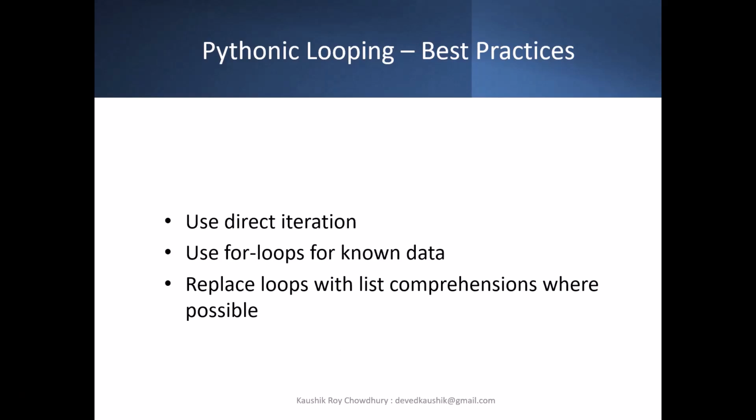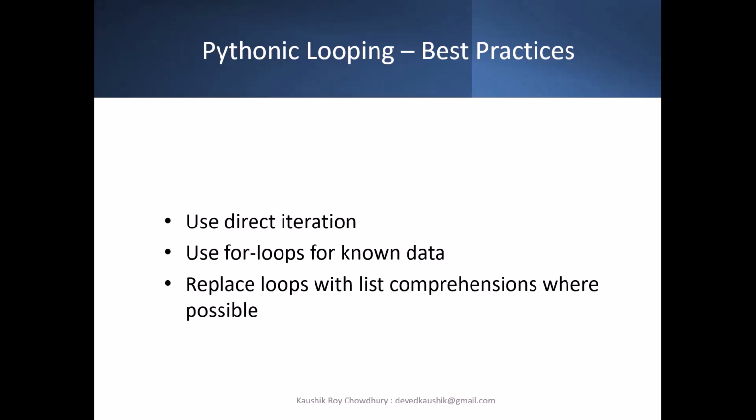Pythonic looping best practices. We are coming to the end. Now, to make your code more efficient and readable, adhere to these Pythonic principles. Prefer direct for loops or enumerate instead of managing indices manually. And use for loops for known collections when iterating over a finite collection like a list. A for loop is generally cleaner and safer than a while loop. And list comprehension: whenever possible, when creating lists based on existing iterables, use list comprehensions. These are more concise and faster alternatives to for loops.